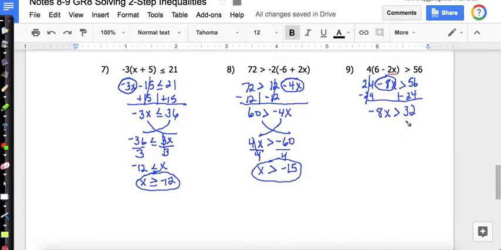Now I need a rewrite here because the variable is negative. So this comes over here and becomes negative 32, and this comes over here and becomes positive 8x. Okay, the opposite of multiplication is division, so we're going to divide by 8. 8s cancel. Negative 32 divided by 8 is negative 4 is greater than x. Or read it backwards, x is less than negative 4.